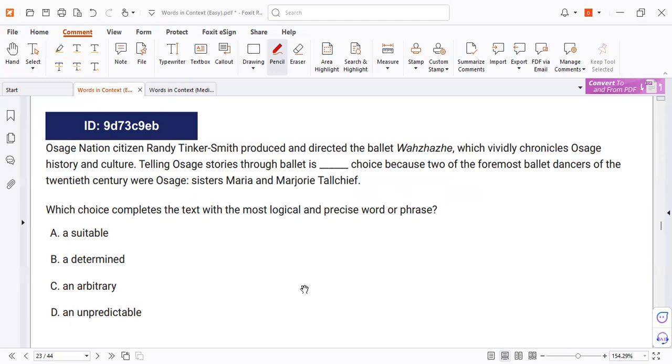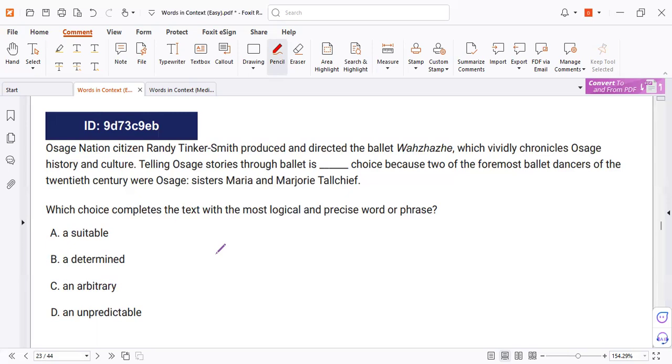Do you remember the technique that the sound of the word can tell you the meaning? Look, arbitrary. The sound of the word is confusing, so it's negative. If I said arbitrary decision, it's a decision made randomly, not by reason, based on guessing rather than reason. So now we have an adjective.